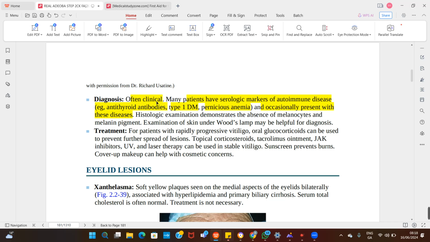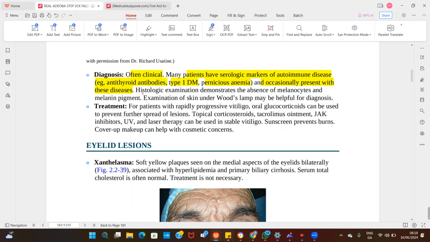Once you see the lesions, if they ask what you will need to make the diagnosis, just pick nothing. You don't do anything. It's clinical. Sometimes you might need to do histologic examination, and that will show you absence of melanocytes. You will not see any melanocytes because they are destroyed by the autoantibodies, and there's no production of melanin pigment, of course. Sometimes if you do a Wood lamp examination, you can differentiate the normal skin from the hypopigmented lesion. It's going to make it evident.